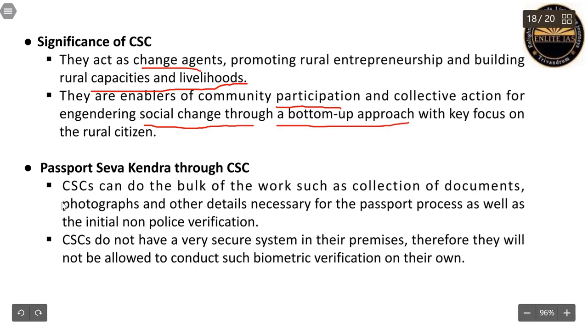So coming to the current news topic, that is Passport Seva Kendras through the CSCs. One must only know that they will be doing the bulk of the work such as the collection of documents, photographs and other details necessary for the passport process, as well as the initial non-police verification. The CSCs currently will not be dealing with any biometric verification, as those require very secure systems which are not presently present in the CSCs.